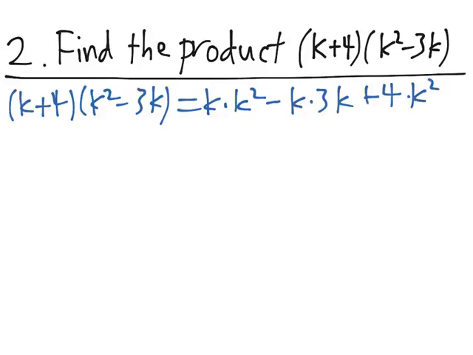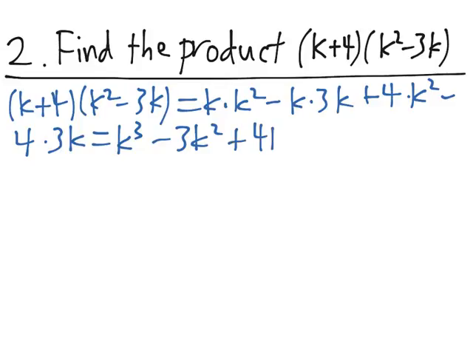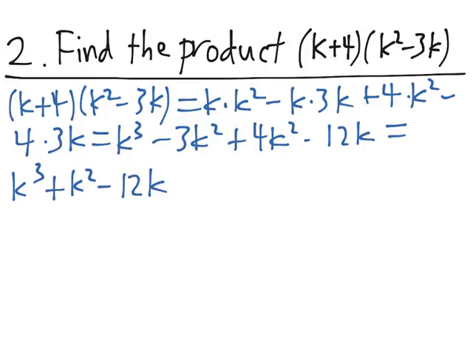And finally the last terms, which will give us minus 4 times 3k. Now this is equal to k cubed minus 3k squared plus 4k squared minus 12k. There's two terms with k squared which we can combine and get k cubed plus k squared, since minus 3 plus 4 is equal to 1, minus 12k.